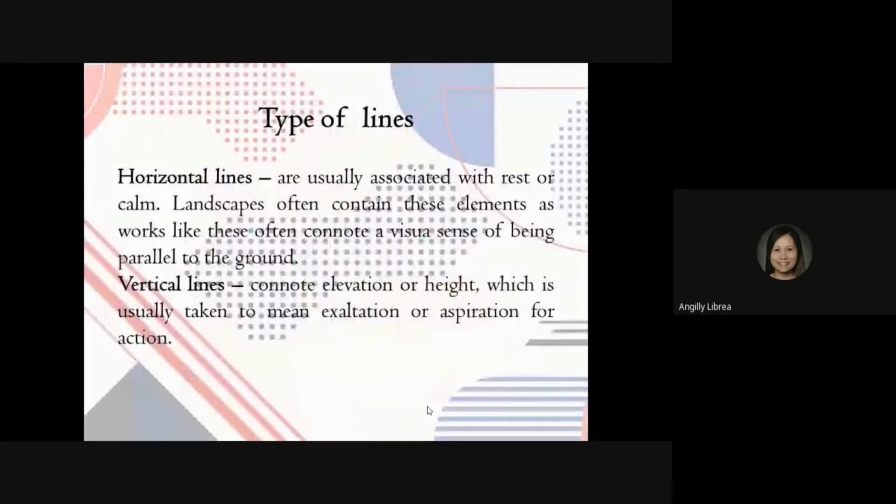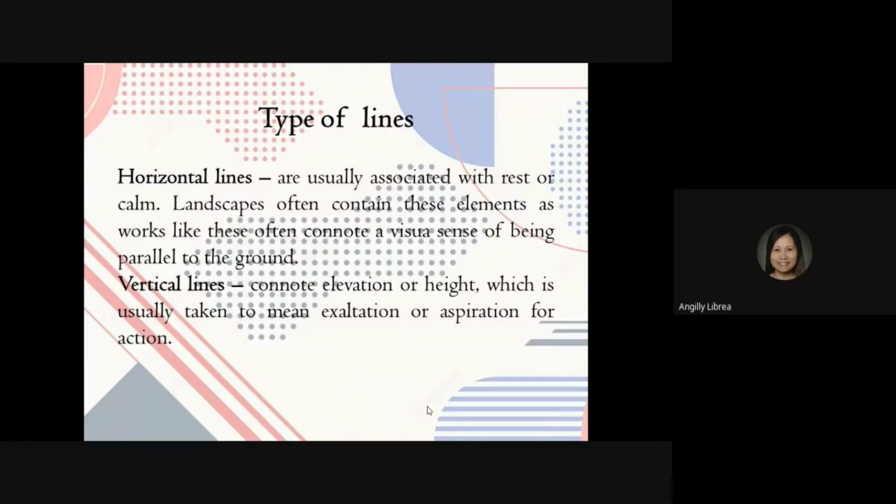So there are types of lines. The first type is horizontal, and I'm sure you are well aware of these. Horizontal lines and vertical lines. So this refers to the orientation of the line. Horizontal lines are normally associated with rest or calm. Landscapes often contain these elements, as works like these often connote a visual sense of being parallel to the ground. It also alludes to the position of the reclined body at rest.